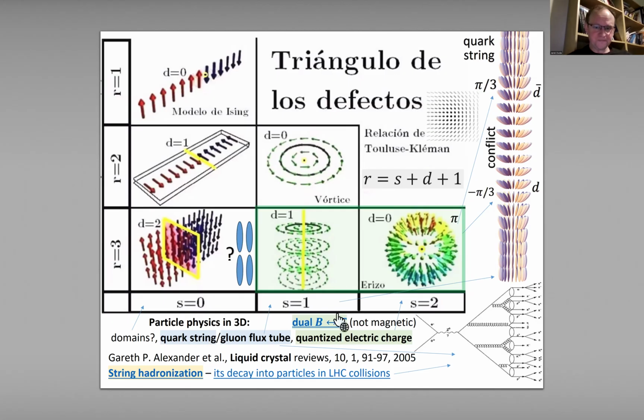We go further. Also, at the LHC there is this basic model called string hadronization, where they assume that they created this one-dimensional structure, this quark string, and it decays to particles. So what we need to do is just to find a correspondence between what a topological vortex can decay into and what they see in particle physics. This leads to a very simple and promising correspondence.